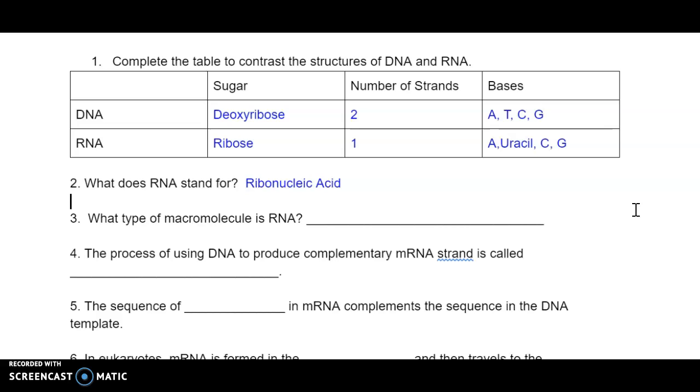Okay, number 3 says, what type of macromolecule is RNA? Ribonucleic acid. Remember back to our macromolecule unit, nucleic acid is one of our macromolecules. So that is what RNA would be. RNA is a nucleic acid. It is made up of nucleotides. Nucleotides are the building blocks of our nucleic acid.